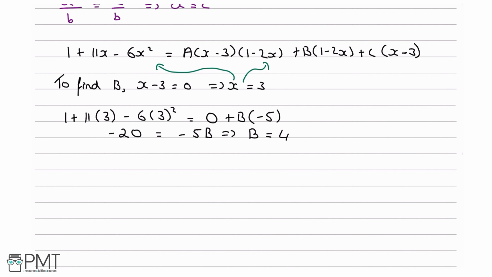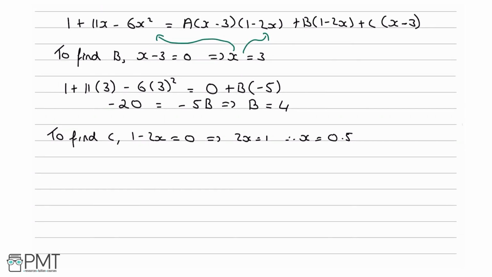The next step is to find C, and we're going to use the same principle here. To find C, we need the term which makes B and A 0, and that's 1 − 2x. So we're going to say 1 − 2x equals 0. So we get 2x equals 1, and therefore x equals 0.5.